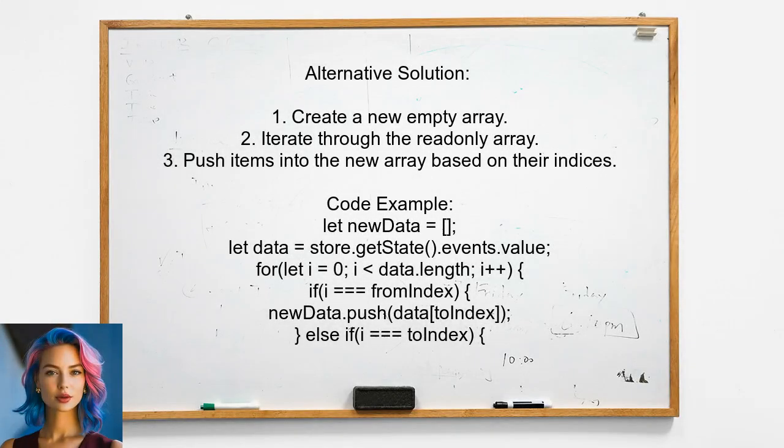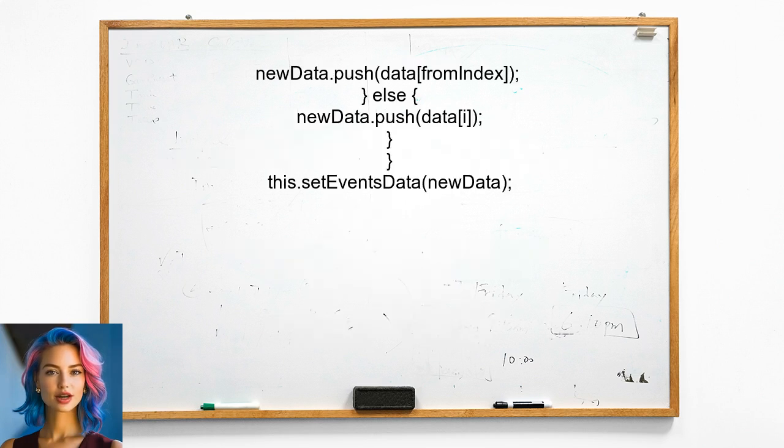An alternative solution shared by a user involves managing state in Redux. They suggest creating a new array to swap elements without modifying the original read-only array. This is done by iterating through the original array and pushing items into the new array based on their indices.